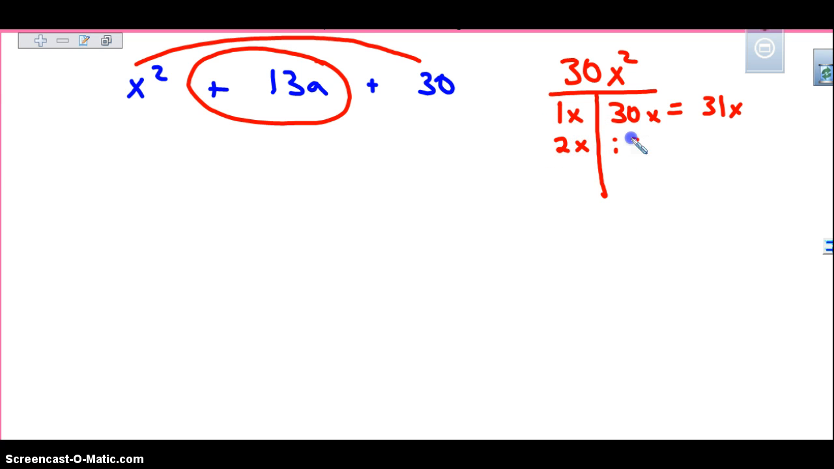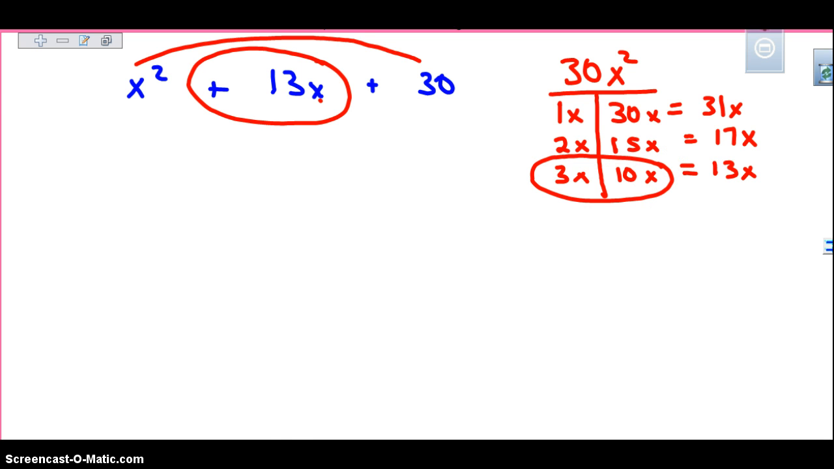2x times 15x. This adds up to 17x. Can we use these factors? No. 3x times 10x. This adds up to 13x. Oh, I'm sorry, I put an a instead of an x. So we found our factors, right? Let's set up our problem over here with our group.